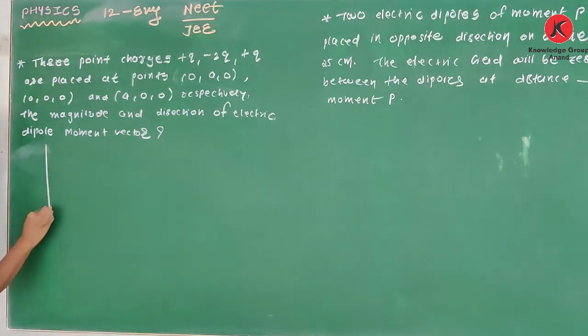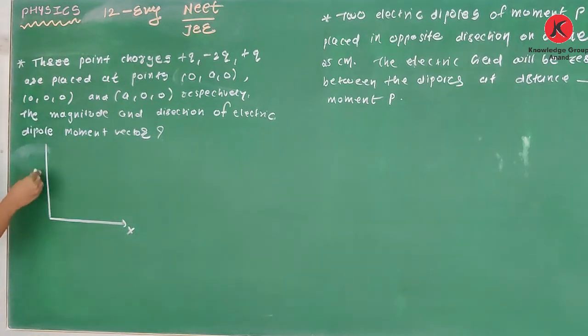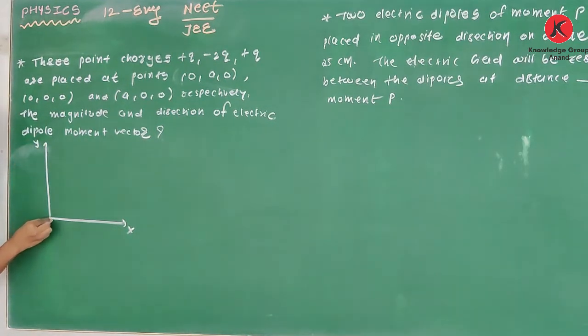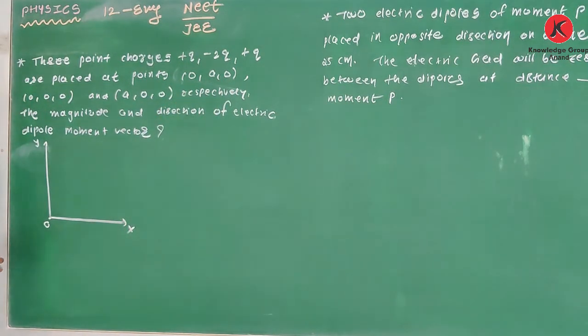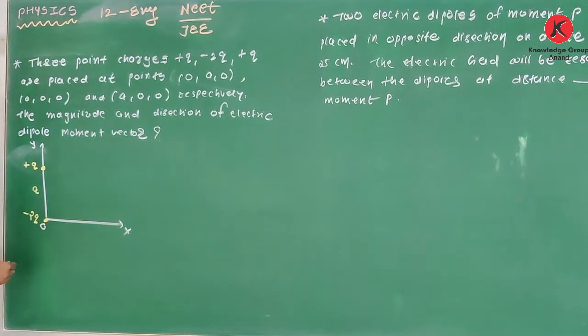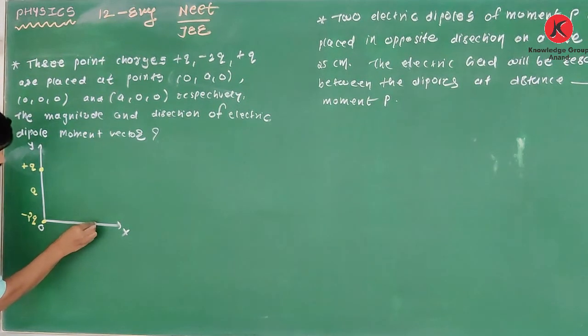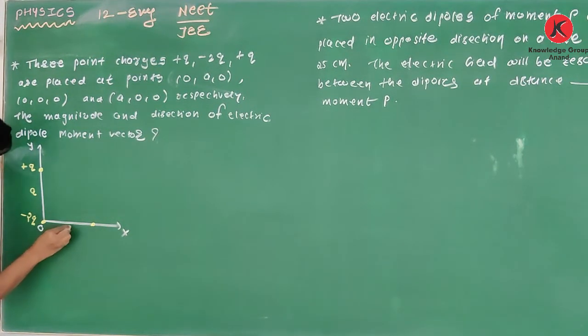If I draw the figure, it is x-axis, y-axis. It is the origin. First is at 0, A, 0, which means it is on the y-axis at distance a. So the first charge is here, that is plus q, at distance a. Second, minus 2q charge is at 0, 0, 0, which means here at the origin. And the third one is at A, 0, 0, on the x-axis at this distance a, and this charge is plus q. So you have to find the magnitude and direction of the electric dipole moment.